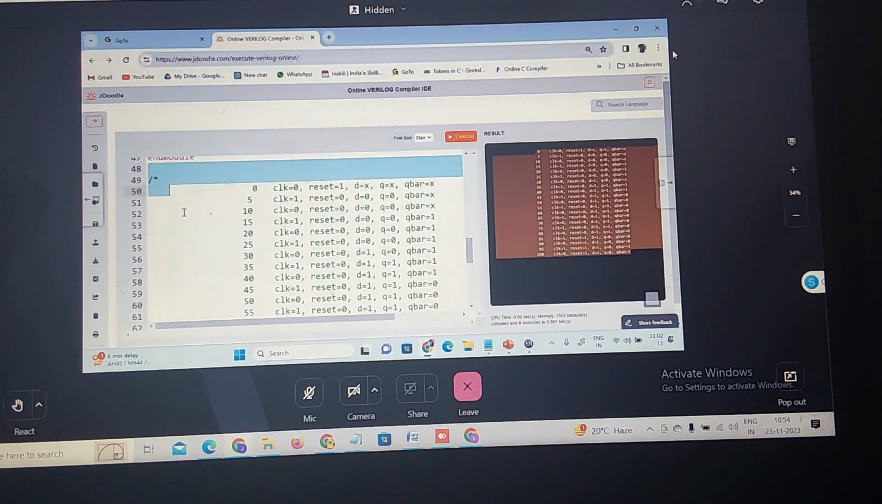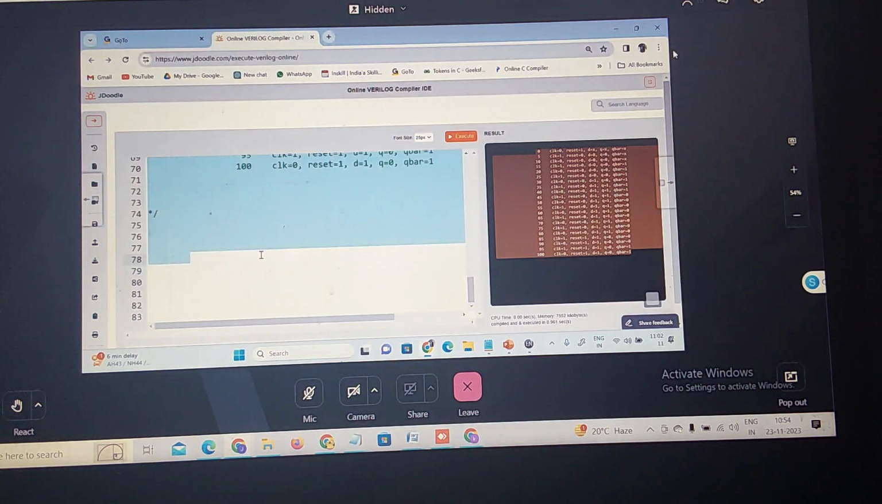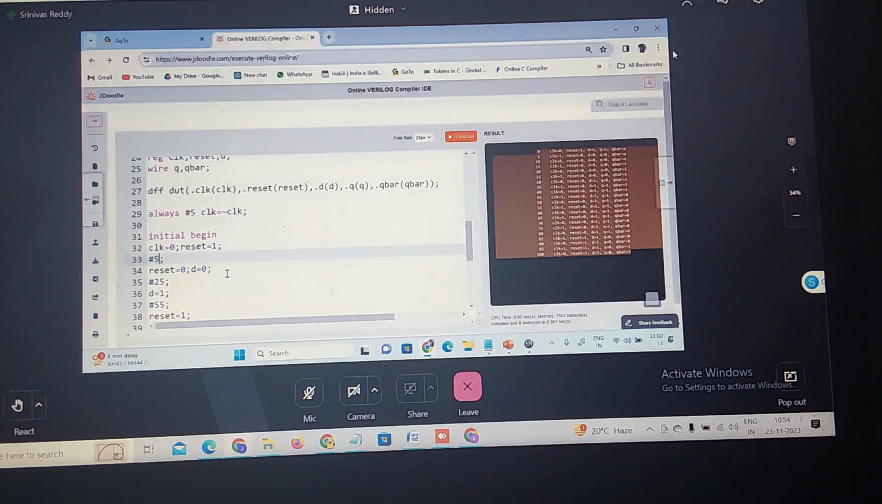Let us remove this. Let us give the timestamp of 25. Up to 25, I'm going to make reset equal to 1. The rising edge will start at 5 only. Until that, my reset is equal to 1.